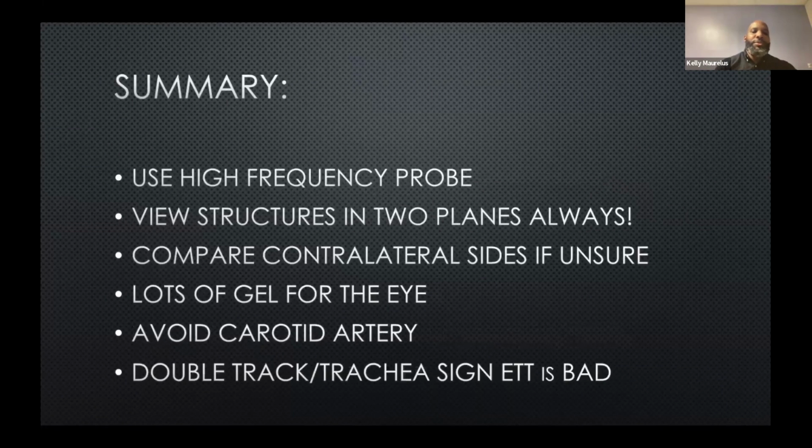So in summary, always use your high frequency probe. You want to look at the structures in two planes, both transverse and sagittal, either linear or endocavitary. Compare contralateral sides if unsure, especially for the peritonsillar space. Lots of gel for the eye. Always avoid the carotid artery, and the double track or double trachea sign is very bad. Always want a single track.